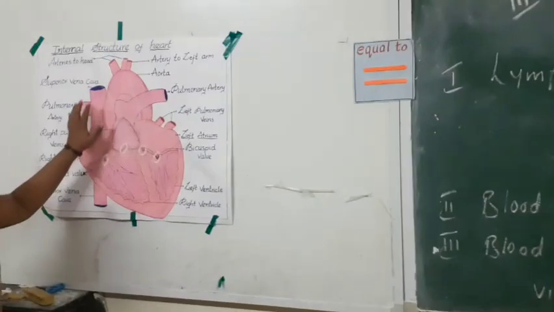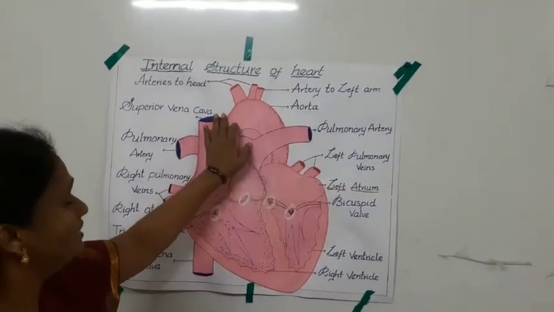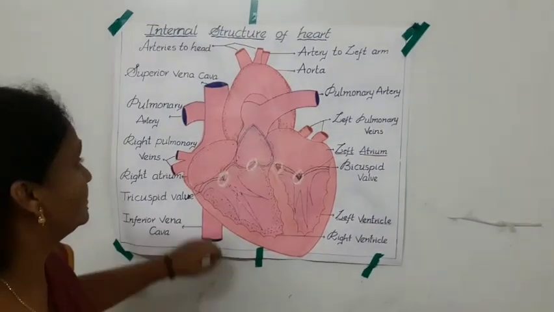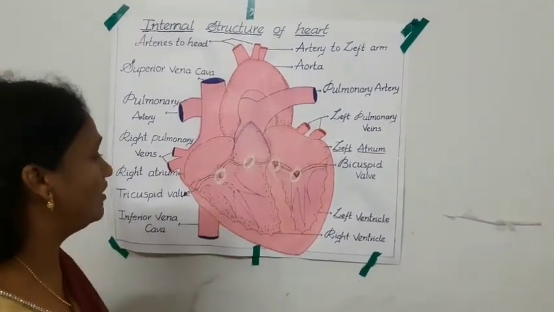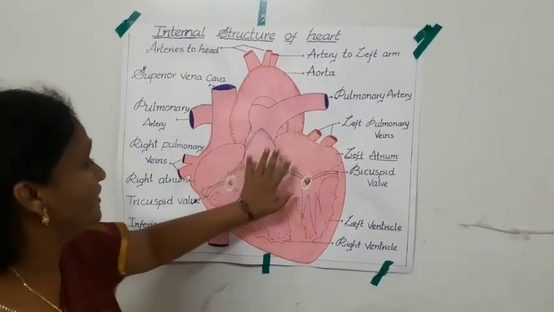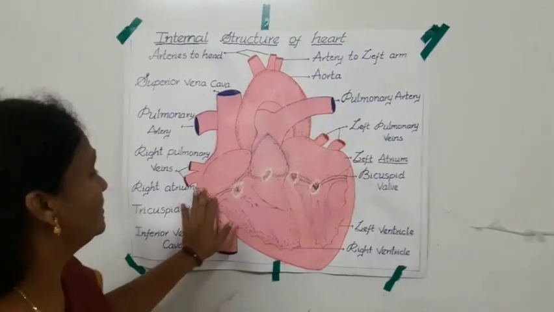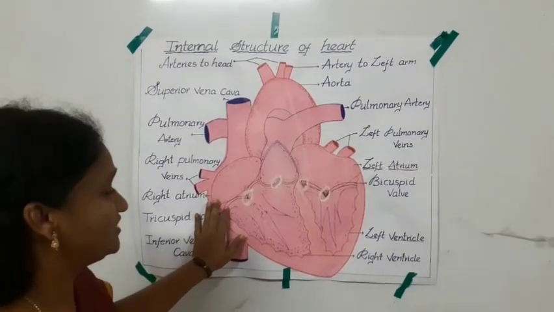By seeing the grooves itself externally, we can see the heart is divided into 4 chambers. The upper chambers of the heart are called auricles and the lower chambers are called the ventricles. In between the auricles and ventricles, we observe the septums, that is the auriculoventricular septum is present.